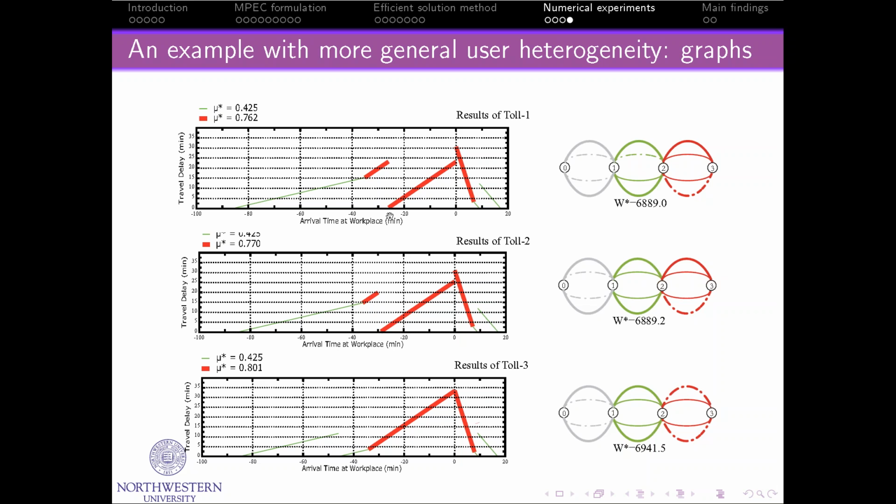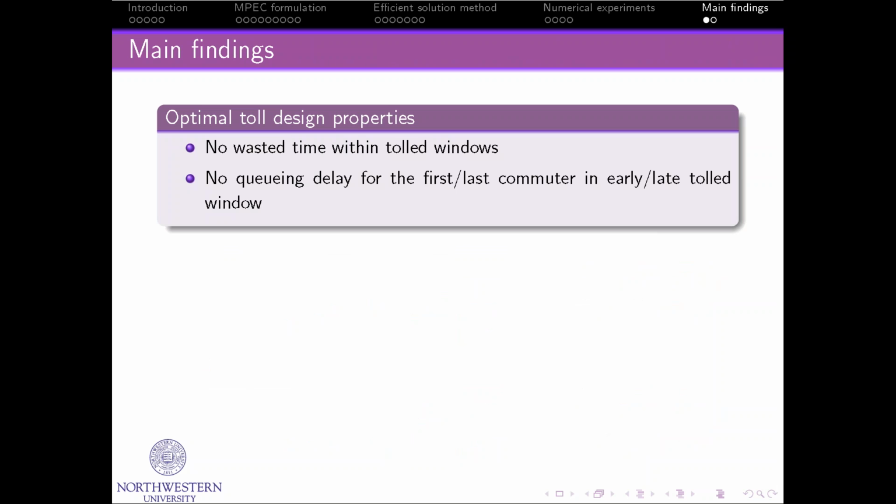And here the property still applies. There is no idle time within each toll window, and the first commuter and the last commuter during the toll windows suffer no travel delay. So our main findings are that the optimal toll design has properties. The first one is no wasted time within toll windows. And the second is no queuing delay for the first and last commuter in early and late toll.